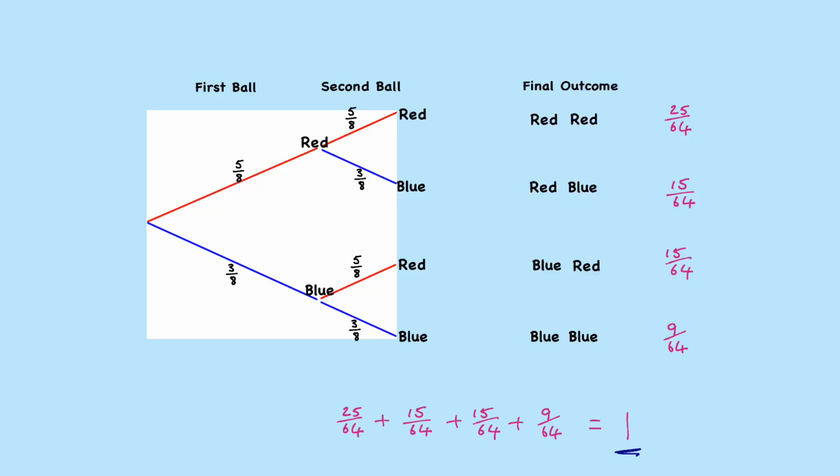Let's have a look at another example. Sunny drives through 2 sets of traffic lights. The probability that it is red is 1/7. The probability that it is amber is 2/7, and the probability that it is green is 4/7. Now this is the same probability for both sets of traffic lights.